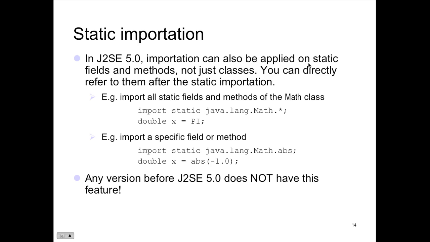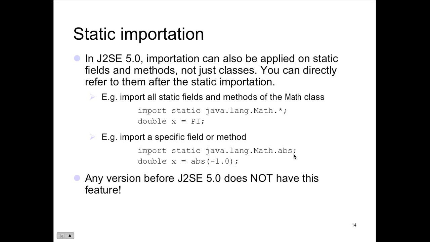Importation can also be applied on static fields and methods, not just classes. So you can directly refer to them as static importation. So import all static fields and methods of the Math class. Now we're going to use import static java.lang.Math.*. Give me everything, and then we're just not going to have to worry about that problem. Import a specific one. We've got abs here.